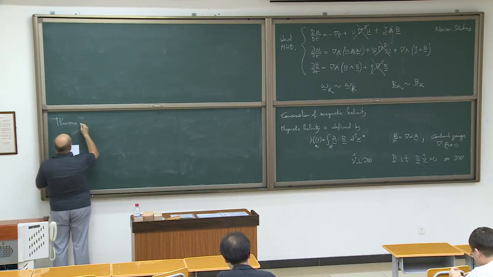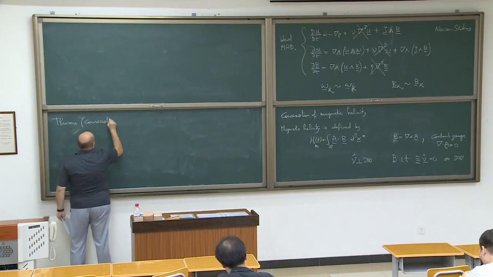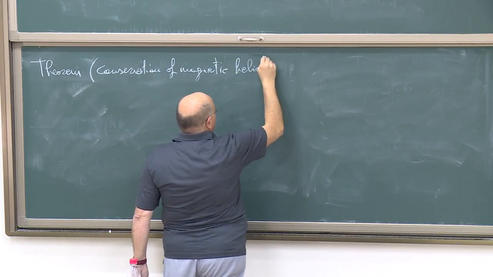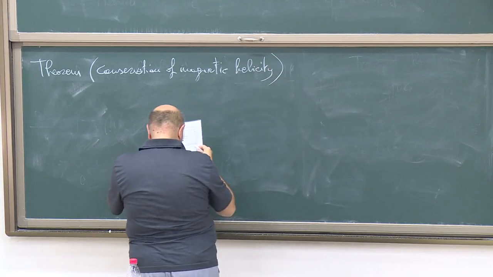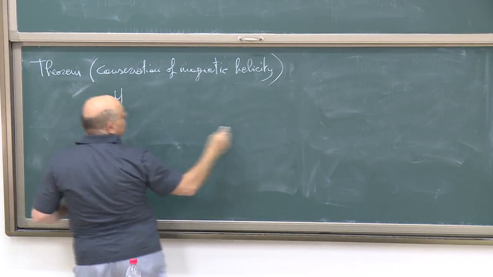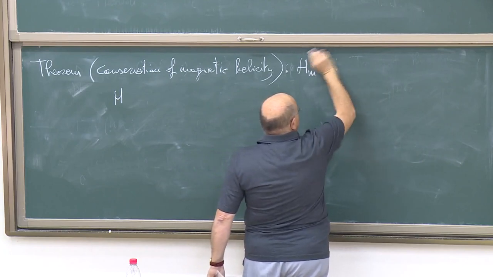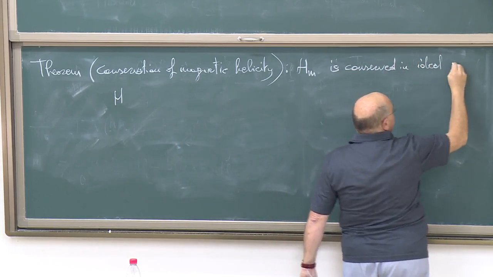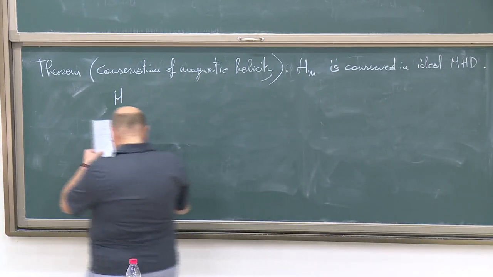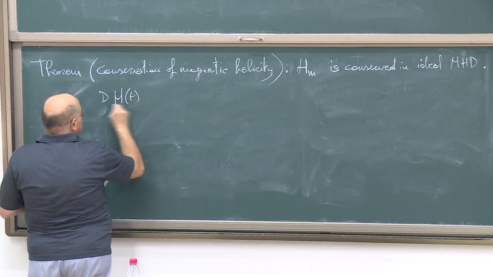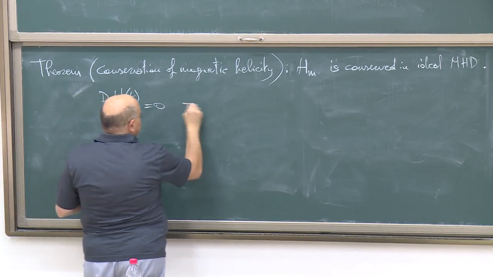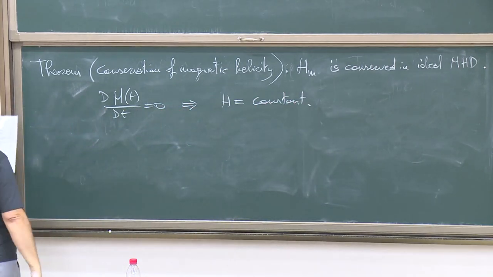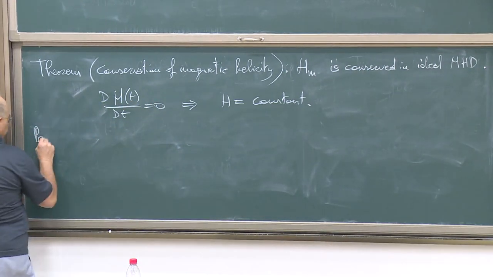This is the result of conservation of magnetic helicity in ideal MHD. So this quantity, H_M, is conserved in ideal MHD. We have dH/dt being zero, which means H is constant in time. So the first thing is that we have to prove it. The proof goes like this.